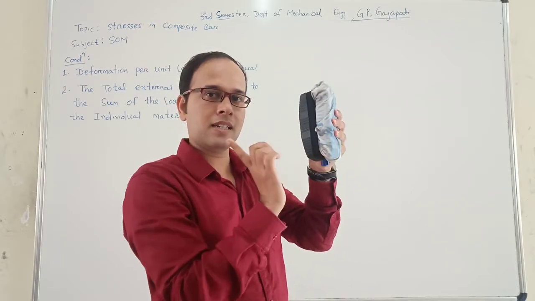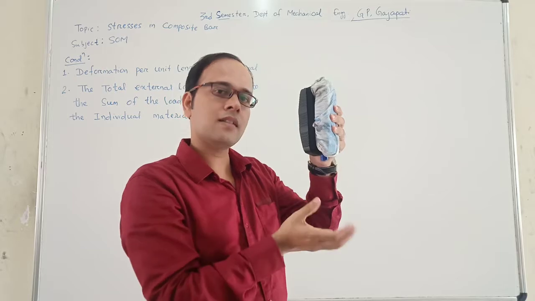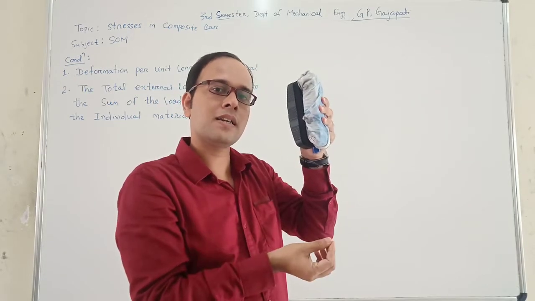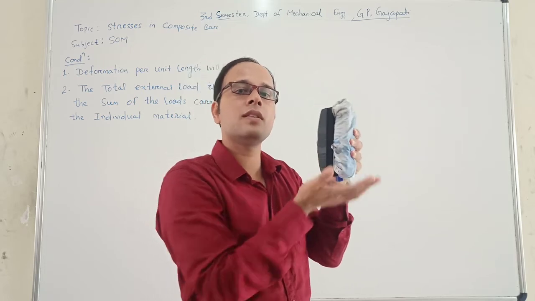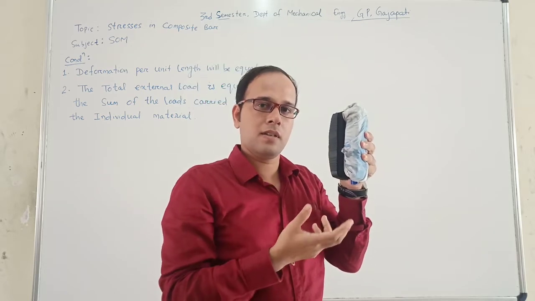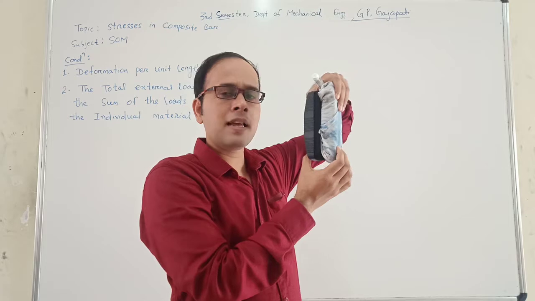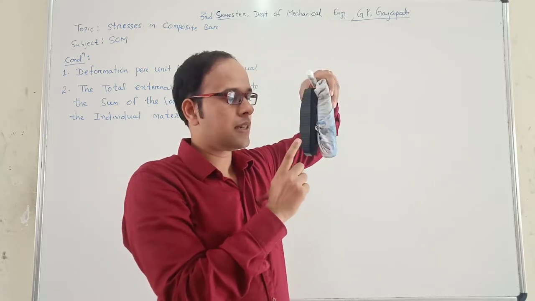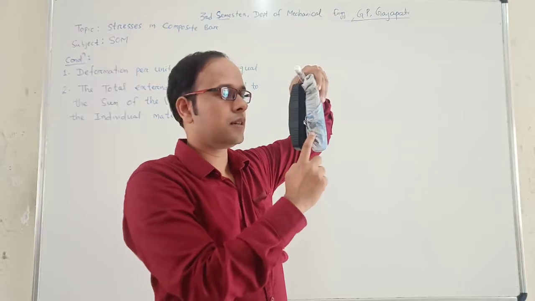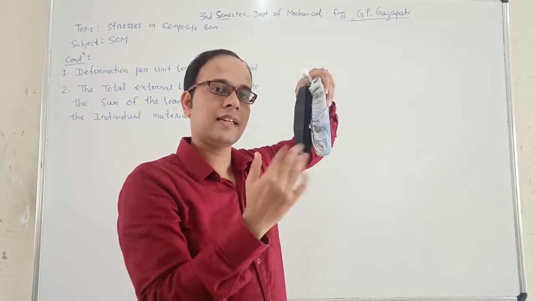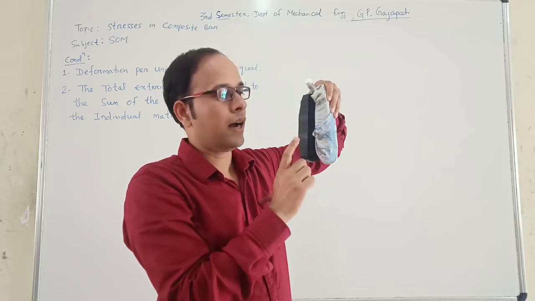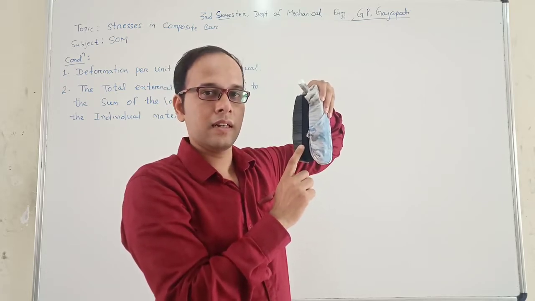Okay. Now first condition, what is that? Extension or contraction. If I apply a tensile load, then extension will take place. If I apply compressive load, then contraction will take place. Suppose I am applying the tensile force, so it will elongate. Individually, it will elongate 10 mm and 15 mm. We are taking an example. But if I combine these two, now I name it a composite material.